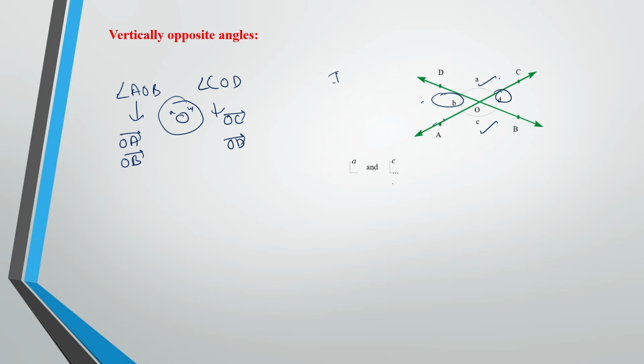And one more important concept about vertically opposite angles: these vertically opposite angles are always equal in measure. This is the concept that you need to notice. Vertically opposite angles means what? The angles which have a common vertex and no common arm are known as vertically opposite angles.